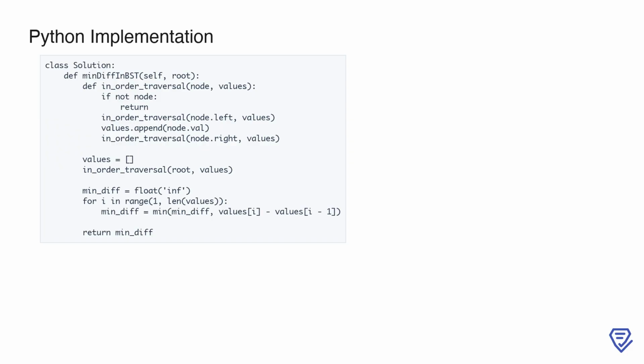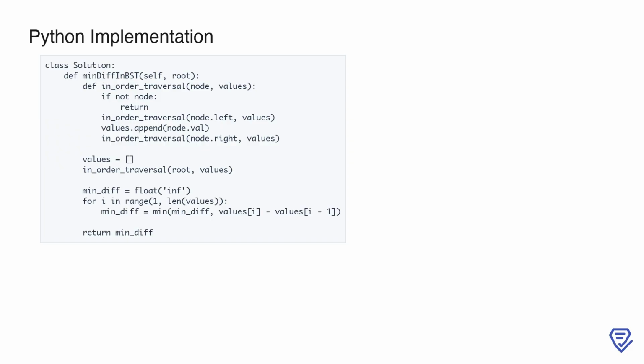4. After the traversal, the values list contains all node values in sorted order. 5. The variable min_diff is initialized to infinity, float('inf'), to store the smallest difference found during the iteration. 6. A for loop iterates through the values list starting from the second element, index 1. For each pair of consecutive values, the difference is calculated and compared with min_diff. If the current difference is smaller, min_diff is updated. 7. Finally, the function returns min_diff, which holds the minimum absolute difference between BST node values.